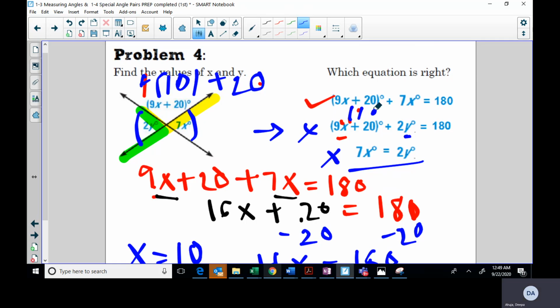Now you can solve for y. 110 plus 2y is equal to 180. That will be your equation and you can solve for y. Or you can simply replace the value of x in any of the setups and you can solve for y.